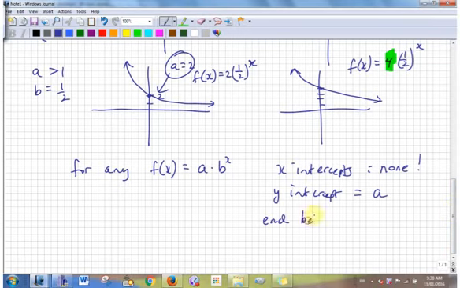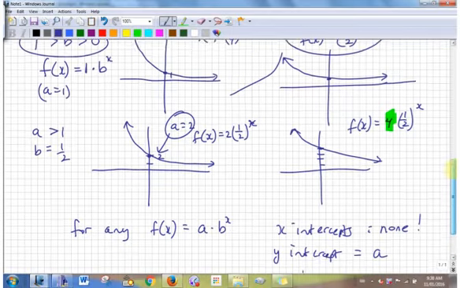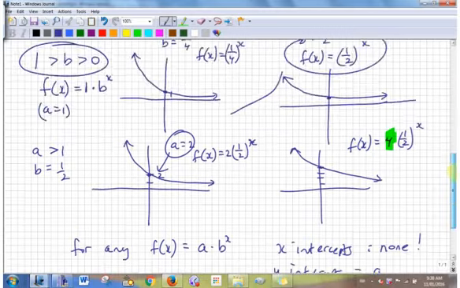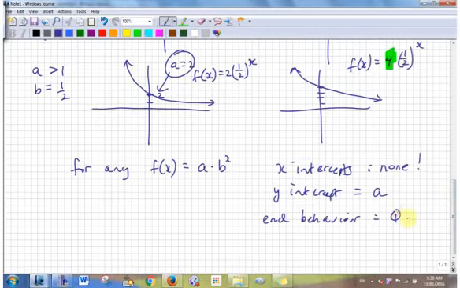How about end behavior? What quadrants do these things go in? Do they all? Well, that's easy. Quadrants 1 and 2. Domain and range?